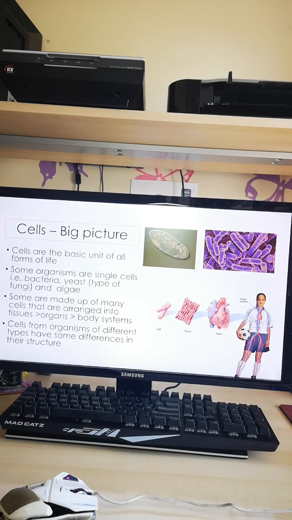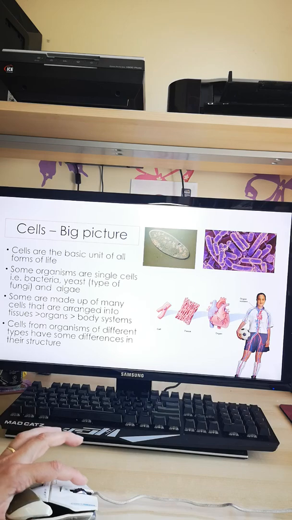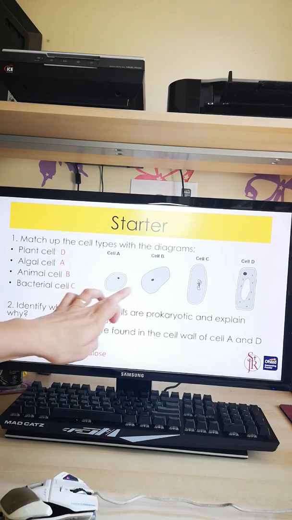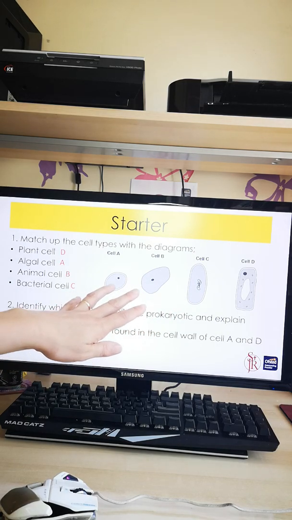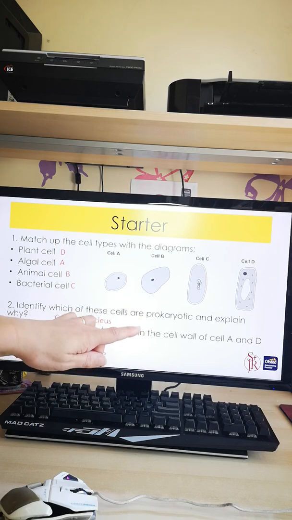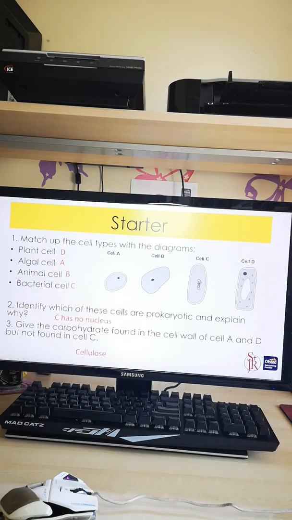So once we've thought about single cellular organisms and multicellular organisms, we've also in that cells topic at GCSE looked at cells of organisms from different types, like animal, plant cells, bacterial cells, and we found that they have some structural differences, which allows us to identify them like we did in that first task. We looked at these structural differences in these different cell types of different types of organisms to be able to identify them.